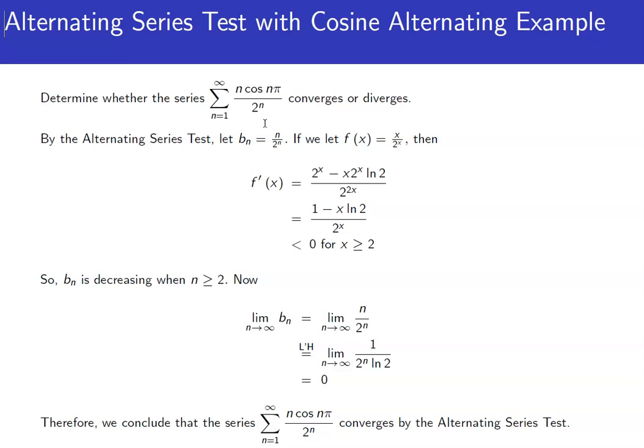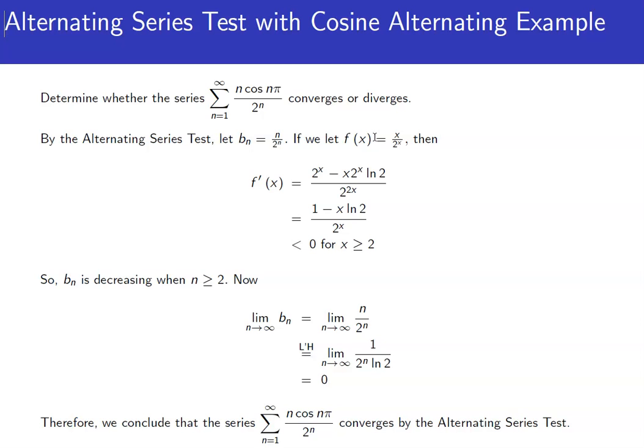Notice that usually when we see an alternating series, we have a negative 1 to the n or a negative 1 to the n minus 1 as our alternating part. But that's not the only way you can write an alternating series. In this case, notice that we have the cosine of n pi here. When n is odd, this is going to be negative 1. And when n is even, this will be positive 1. So the cosine of n pi here is really taking care of the alternating part.